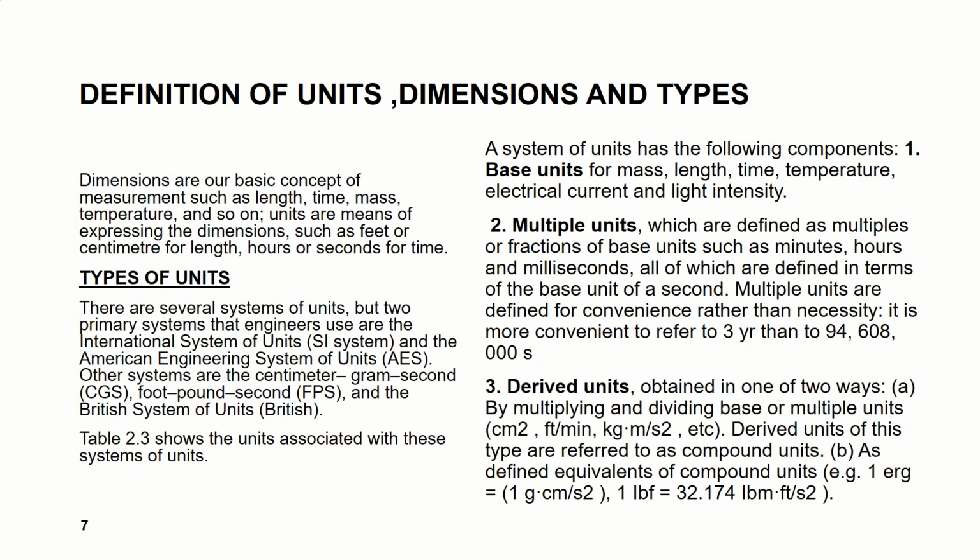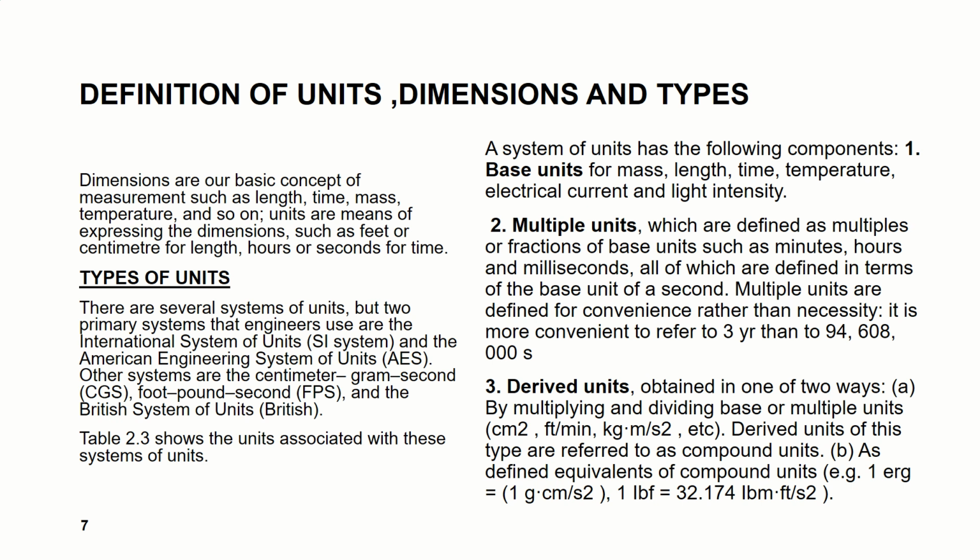Now, definition of units, dimension, and then types. So we know that dimensions are basic concepts of measurements such as length, time, mass, temperature, and so on and so forth. Units are means of expressing the dimensions, such as feet or centimeters for length, hours or seconds for time.